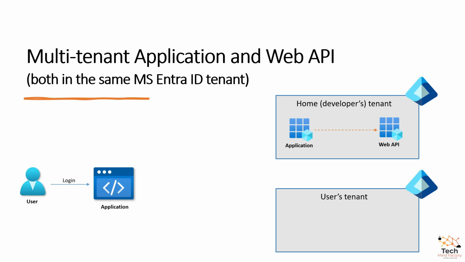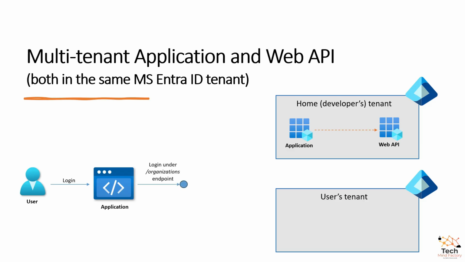So there is home developers tenant. So I use this name for the tenant where original application registrations are created. So the web application is registered and API is registered. So in this case, we talk about our Blazor web application and ASP.NET Core web API. So both app registrations are created in developers tenant, and those applications are multi-tenant applications. And below, we have users tenant. So this is separate Microsoft Entra ID tenant, and there we have this user account.